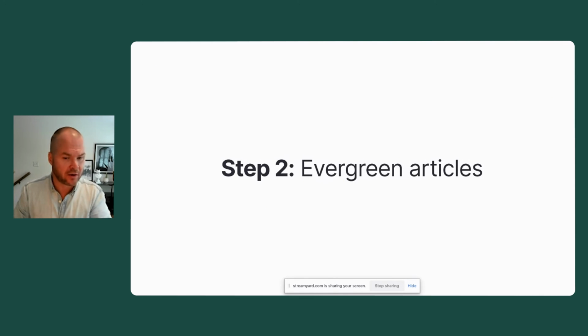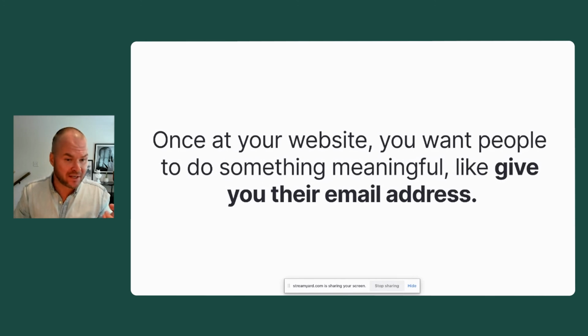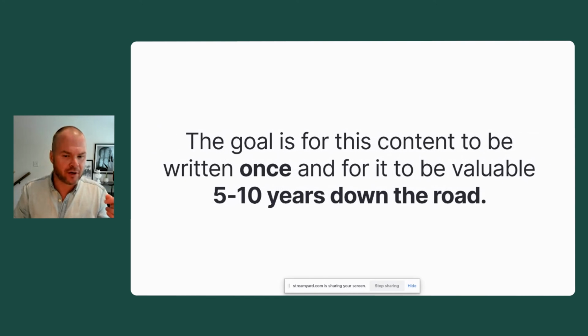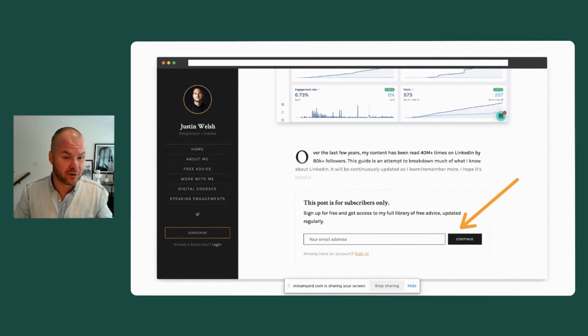That article is what I call an evergreen article. And my goal is to get them to that evergreen article and give me their email address. So an evergreen article is something you write one time. You write a big guide on LinkedIn, on building a business, on baking cupcakes, whatever it is that you do, you write a big, robust guide, right? And you update it all the time so that 5 years down the road or 10 years down the road, it's still a valuable piece of content. And you make someone give you their email address.